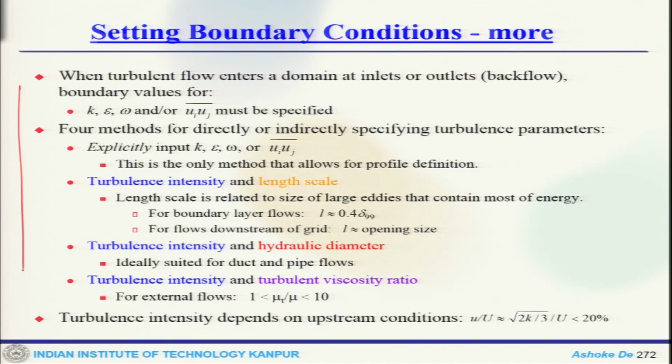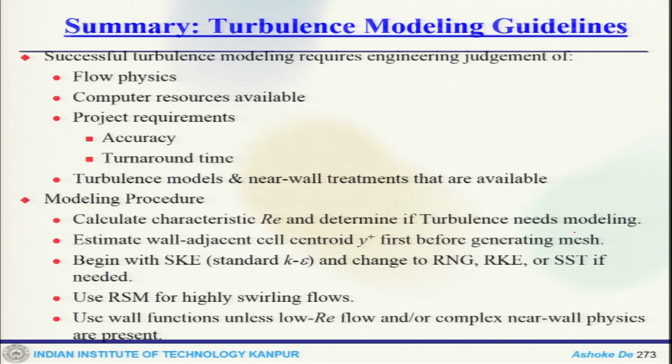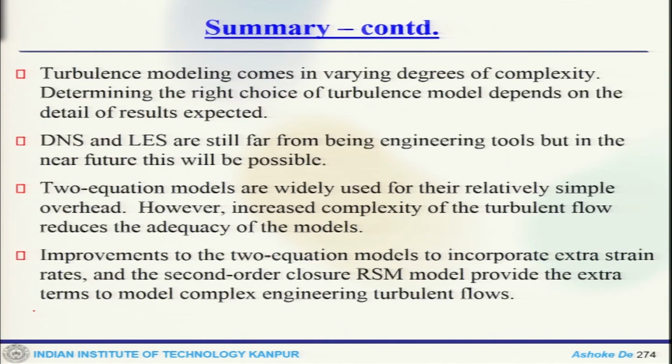Obviously one has to provide boundary conditions for K, epsilon and other quantities. If you put together a summary of these guidelines, successful modeling requires considering the flow physics, the computational resources available, and requirements like accuracy and turnaround time. Then you can decide on the model and near wall treatments available. You calculate the characteristic Reynolds number, estimate the wall adjustment depending on the y plus, and you can use some standard K epsilon, then move to other advanced models or use some RSM and use wall function.